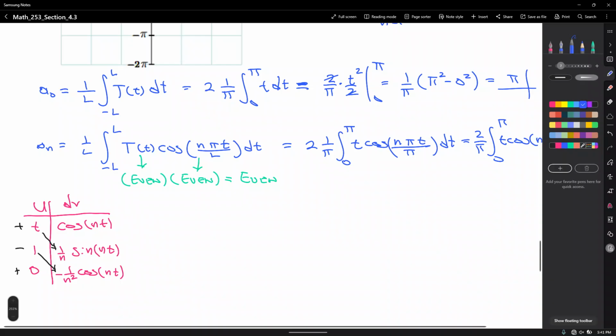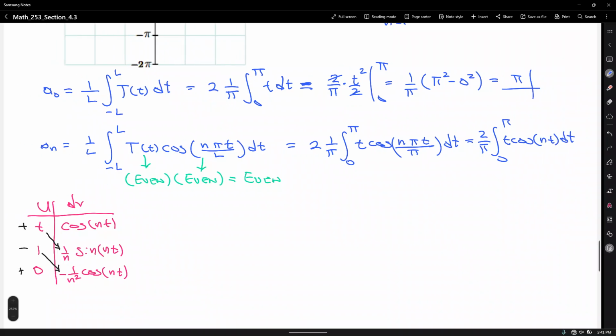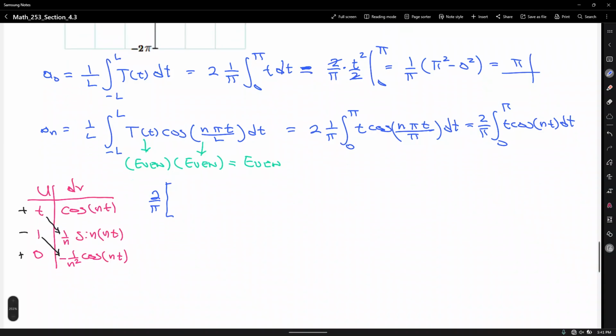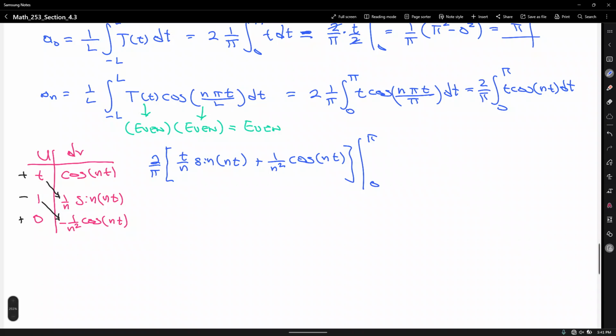So that's why we stop there. Okay, so be careful. Don't forget about this 2 over pi. So 2 divided by pi times whatever we get from integrating by parts, which is positive times a positive: t over n sine of nt. Negative times a negative, be careful, that's positive: 1 over n squared cosine of nt. And then evaluate this between 0 and pi.